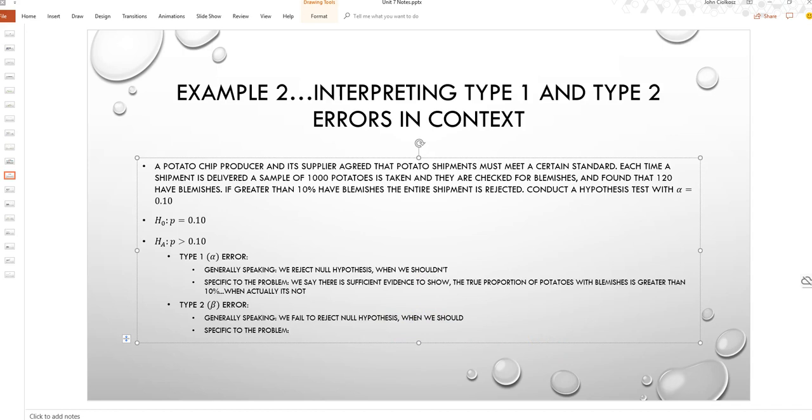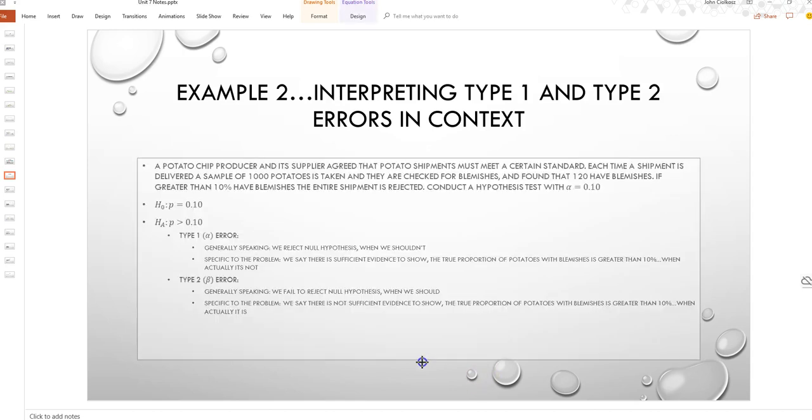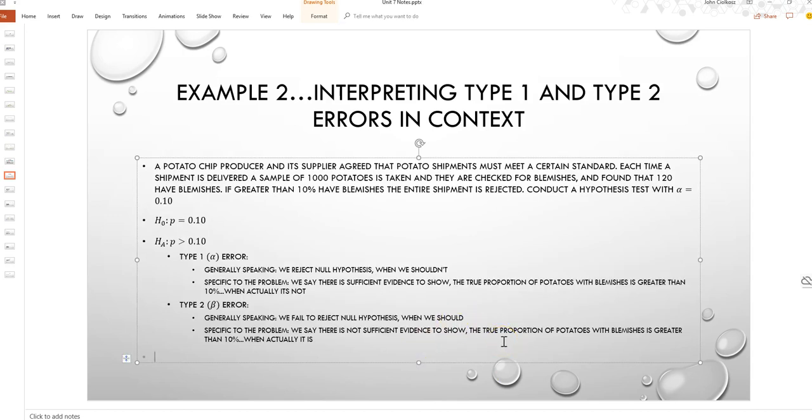Now let's take a look here at our type 2. So in this case, we say there is not sufficient evidence to show the true proportion of potatoes with blemishes is greater than 10%, when actually it is. So in this case, we grab that sample of 1,000 potatoes. We say, hey, we're all good. We're not above 10%. But actually, all the other potatoes were terrible, right? So we got a bad sample. Maybe we just happened to pick the ones that looked okay.